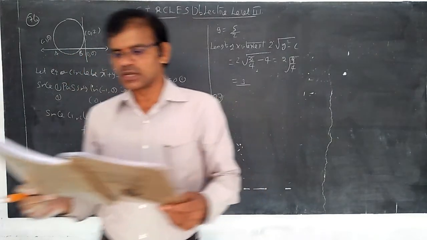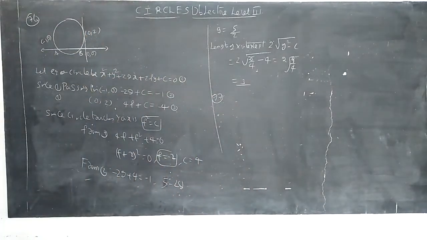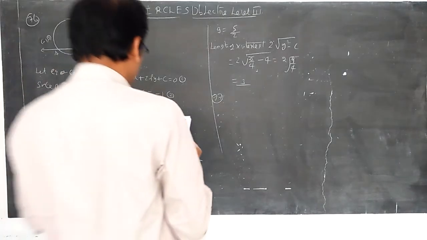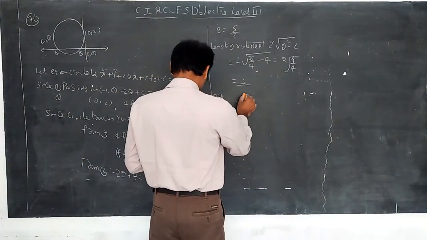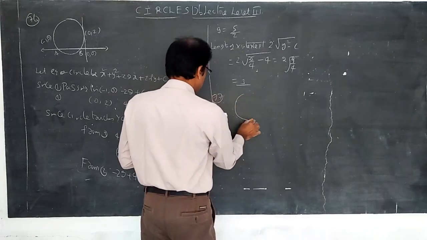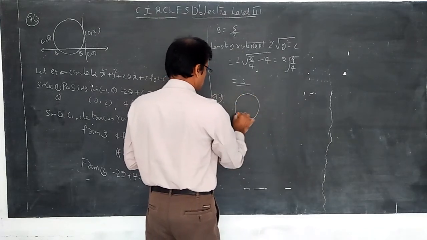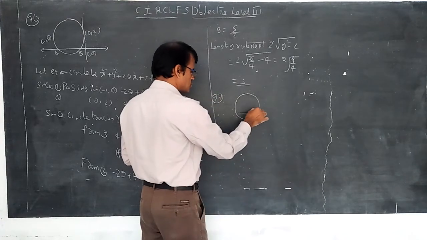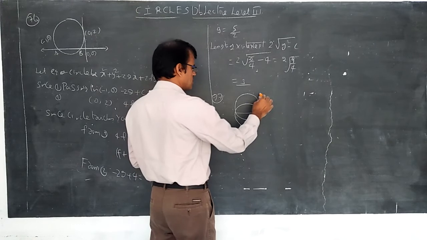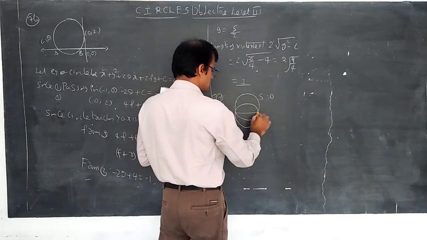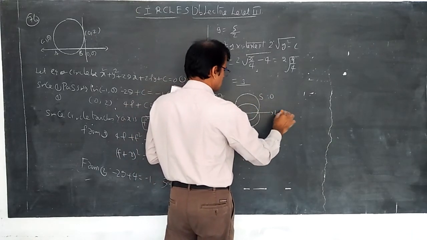If y plus 3x equal to 0 is the equation of a chord of the circle x square plus y square minus 30x equal to 0, then find the equation of the circle which has this chord as diameter. The concept which you are going to learn in the chapter system of circles. This is S equal to 0 and this is L equal to 0.